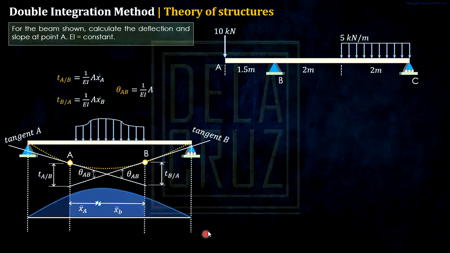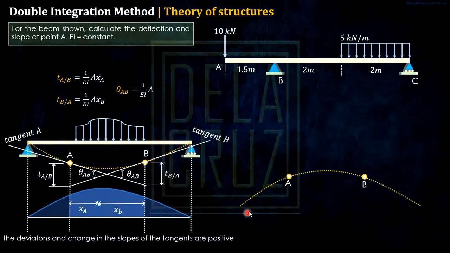And the sign convention here for theta, so, okay, look at this. The deviation and change in slope of the tangents are positive if ganito yung magiging itsura natin, ganito yung bending. So, the theta between two points will be positive if the beam is bent upward. Look at this. The beam is bent upward. So, this theta AB is positive ang lalabas. Okay, kailan ito magiging negative? If baliktad yung bending ng beam. Consider this bending lang.